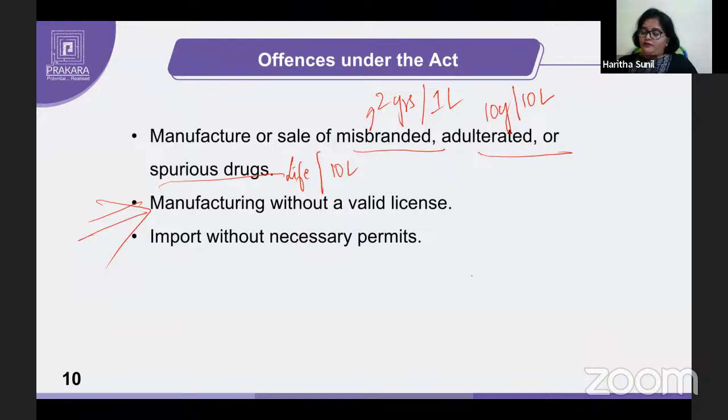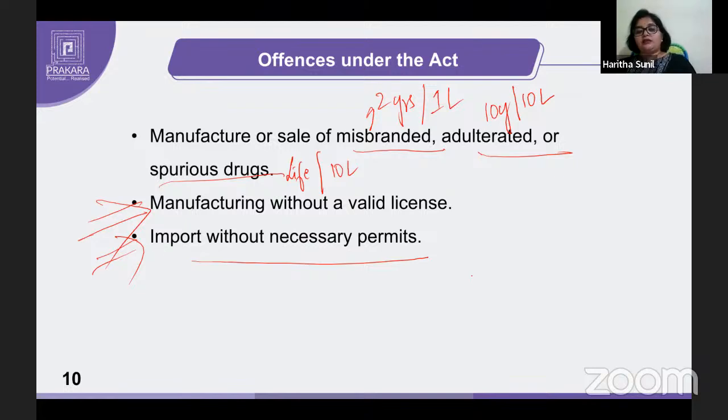And then import without necessary permits. We have seen earlier about Form 10 and 11, right? For new drugs and drugs for personal use. So importing drugs or cosmetics without the required permits is also considered a serious offense. Importing banned drugs, importing unapproved new drugs without prior permission, or failing to meet the labeling and packaging requirements, all these come under importing without necessary permits.